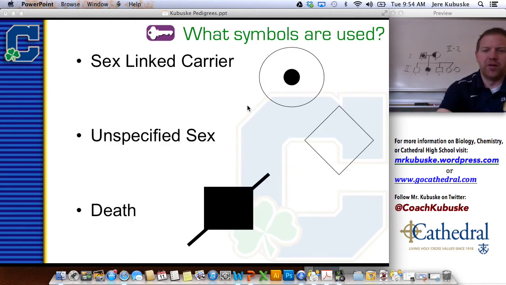All right, moving on. If someone's a sex-linked carrier, remember that's different than being necessarily heterozygous, because here we're talking about someone that is autosomal recessive, meaning that it's not on the X chromosome.